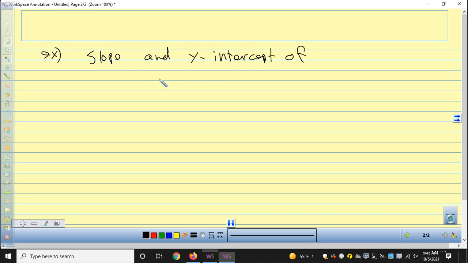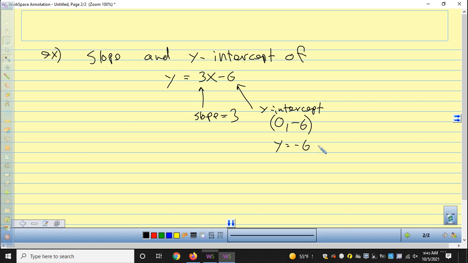So we want the slope and the y-intercept of the line y equals 3x minus 6. Well, when we have our equation written like this, it should be pretty easy. This is the slope. And the y-intercept is the point (0, -6). The y-coordinate is negative 6. The x-coordinate at the y-intercept is 0. A lot of times we think of this as y equals negative 6 for our y-intercept.